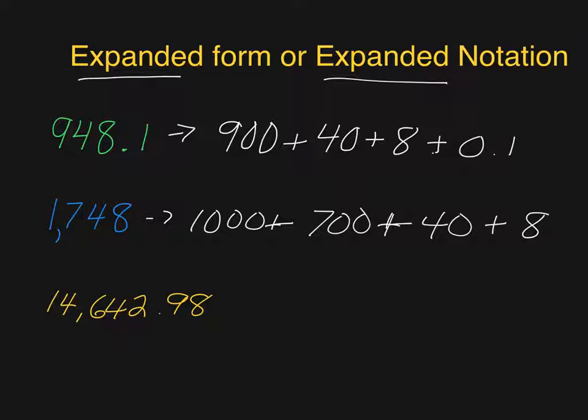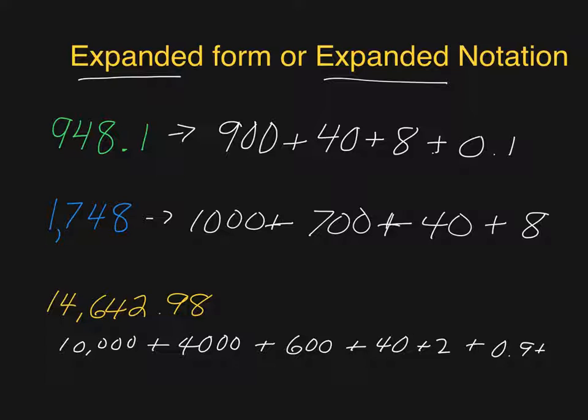And we look at our last one, it's our largest number of the bunch. Means it's going to be extra expanded here. Better start down here. So that 1 means 10,000 plus 4,000. The 6 is really 600 plus 4, but it's not just a 4, it's a 40. The 2 is a 2, and then we have the 9 is 9/10, and see if I can fit it, 0.08. Okay, that is how we would do expanded form or expanded notation.